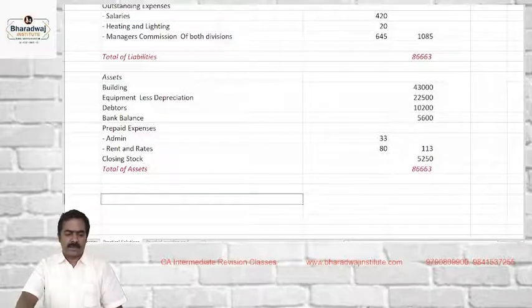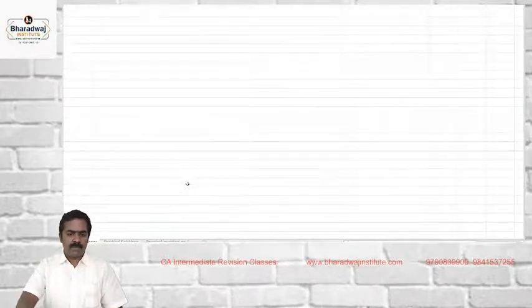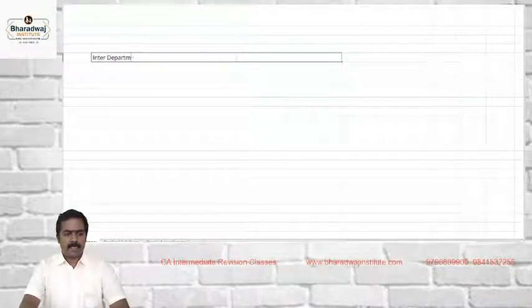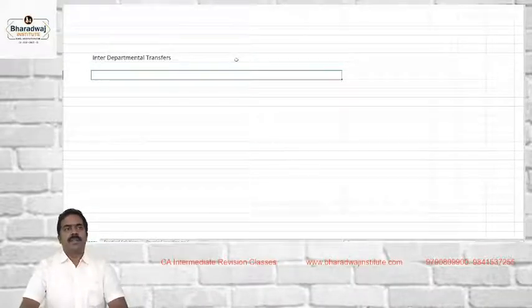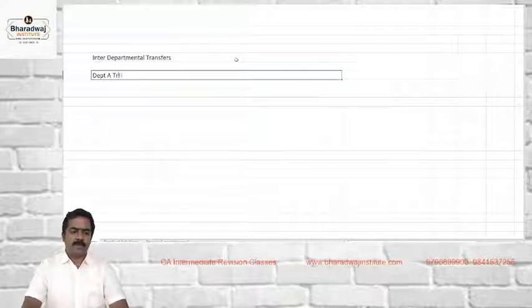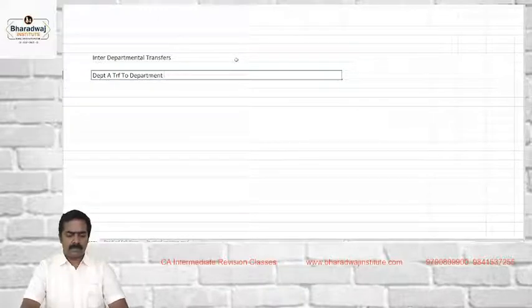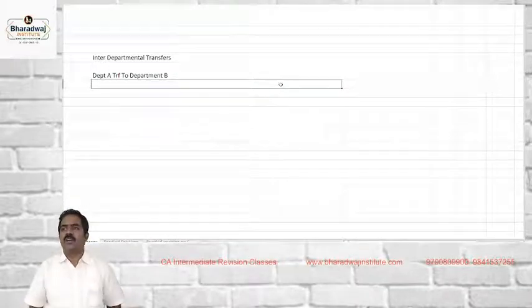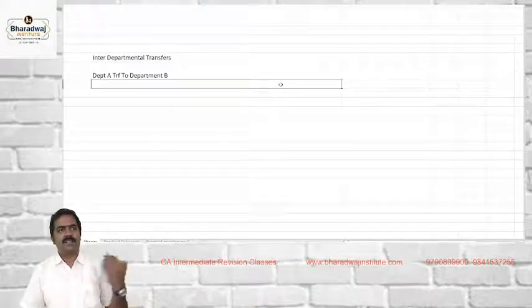Interdepartmental transfers. Where to record the interdepartmental transfers? For example, Department A transfers to Department B. If Department A is transferring to Department B, where will you record it? Simple, in the trading account. In the trading account, what will you do? Credit the giver, debit the receiver.